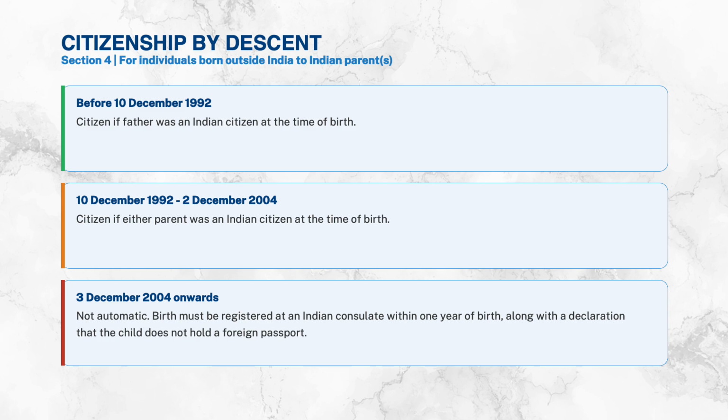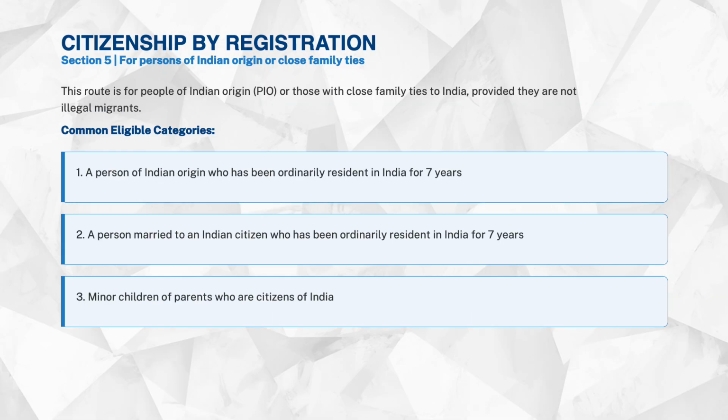Now next we move on to citizenship by registration. This is usually for PIOs or people with close family ties, like your spouse. Let's say you got married to an American and the American wishes to be an Indian citizen. This is the method that he will have to use to be registered as an Indian citizen. Or if you have Indian origin but you're living abroad, then you can use this option. Common eligible categories: you can become an Indian citizen if you are a PIO.